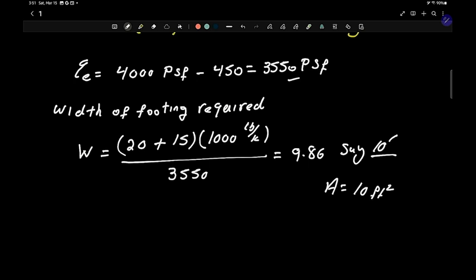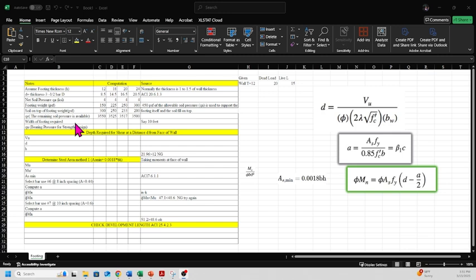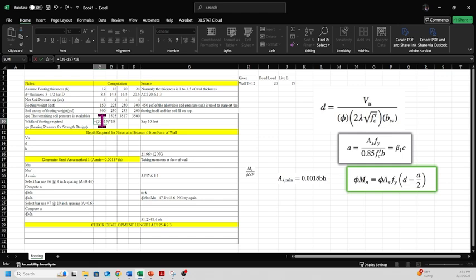And I'm going to go back to the Excel right now. Again, right here, the width of the footing required, it's going to be put down equal parentheses 20 plus 15 times 1000 divided by cell above, which is the net pressure, and enter. And then I'm going to drag it all the way across. Pretty much 10 for all of them.